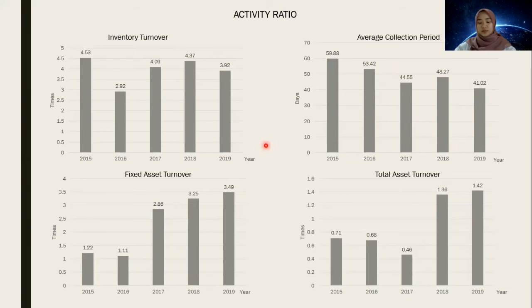And then for fixed asset turnover, the higher the ratio showed the better performance of this company, where on 2019, it recorded the highest fixed asset turnover at 3.49 times. It means that the firm managed to generate RM3.49 for RM1 investment in its fixed assets. And the last one, for total asset turnover, the highest was recorded on 2019 at 1.42 times. Sime Darby managed to generate RM1.42 for RM1 investment in its overall assets.